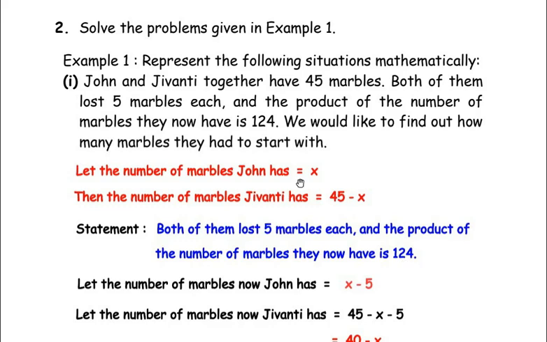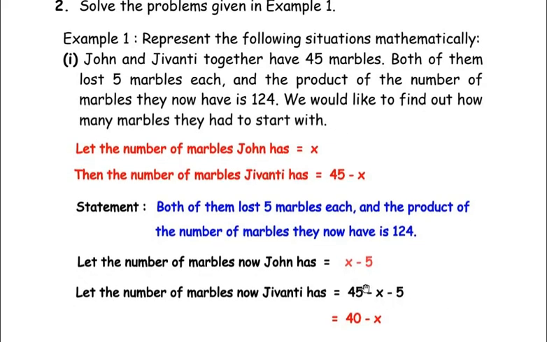So now, since John lost 5 marbles, the new number of marbles John is going to have is equal to x minus 5, because he has lost 5 marbles. Similarly, Jivanti is going to have 45 minus x and minus 5, because she also lost 5 marbles. So Jivanti is going to have 45 minus 5, that is 40 minus x marbles. When they lose those 5 marbles, the product of the number of marbles now is going to be 124.